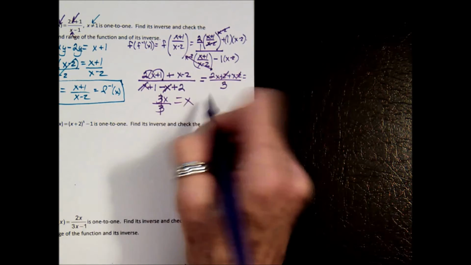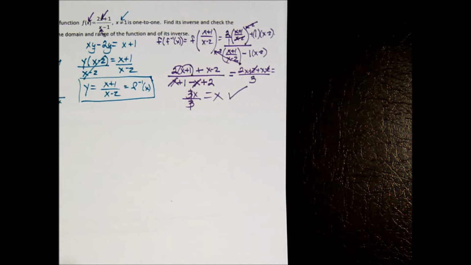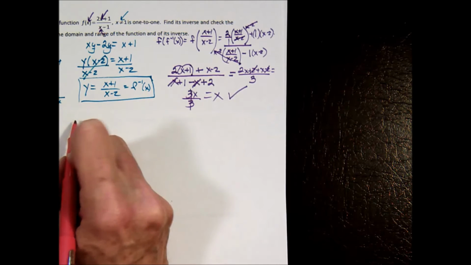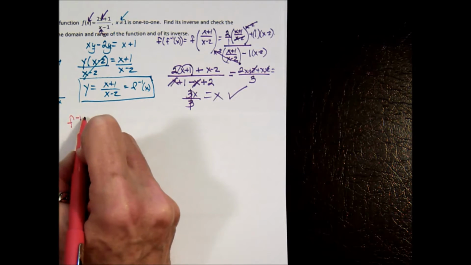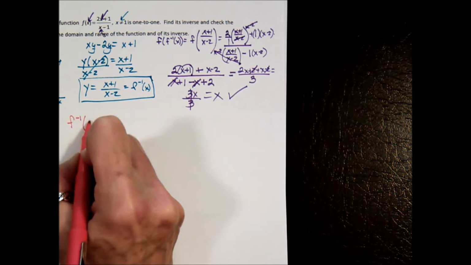So it checked in that direction. Let me get another sheet of paper, and we will check it in the other direction. I'll try to do it right underneath here so you can see. Now let's do the composite in the other direction. So let's do f inverse of f of x.